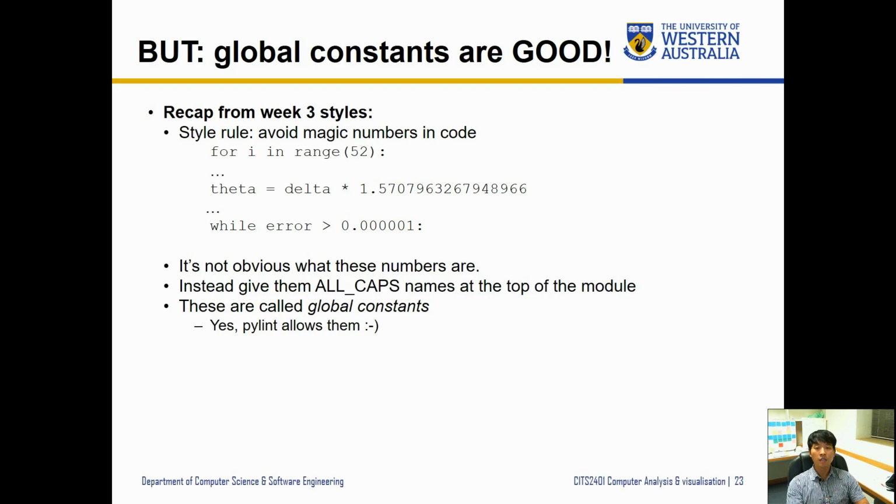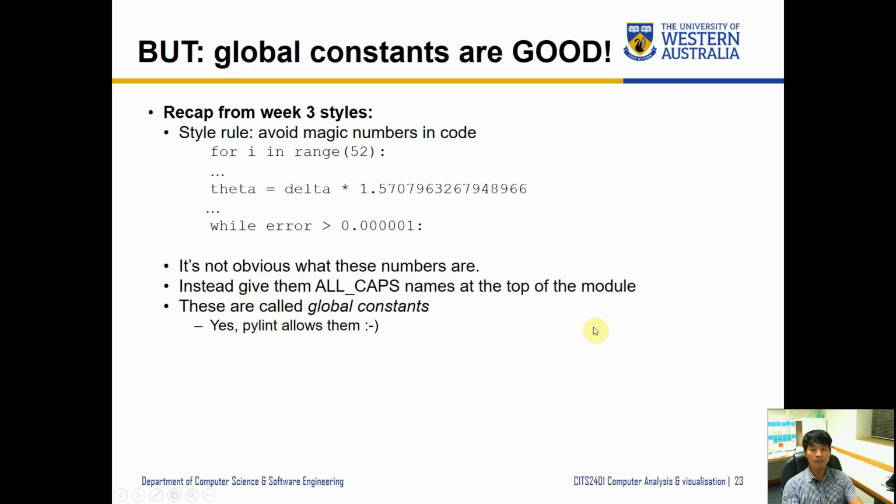For example, recap from week 3 styles: for i in range 52. Well, 52 may mean a lot of things. So maybe use a number of weeks, and define this once. You can also have some sort of constant value or a threshold value. Those should all be defined at the very top of your program in all caps, so there is no confusion whether these are globals or just the local variables that you have created. Give them an all caps name at the top of the module, and these are called global constants.